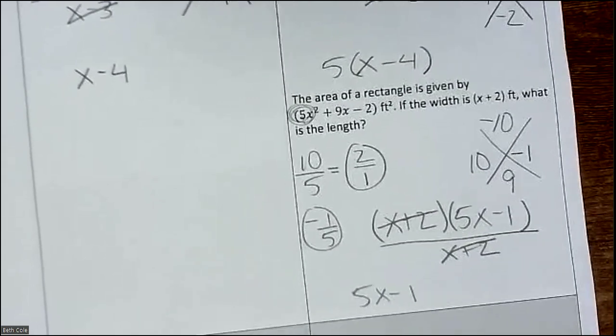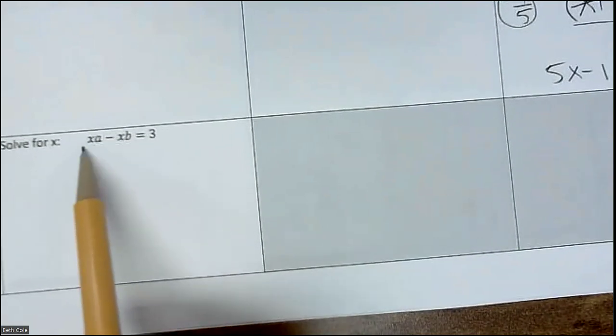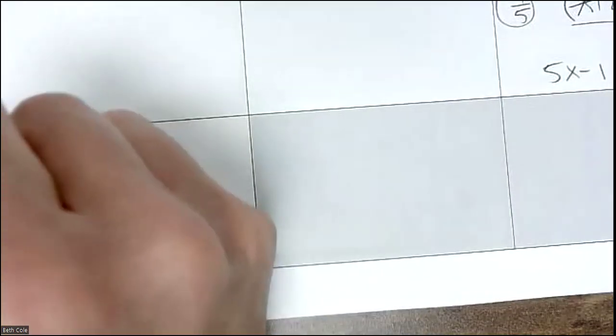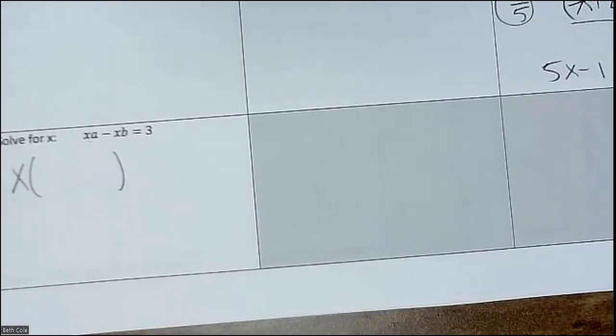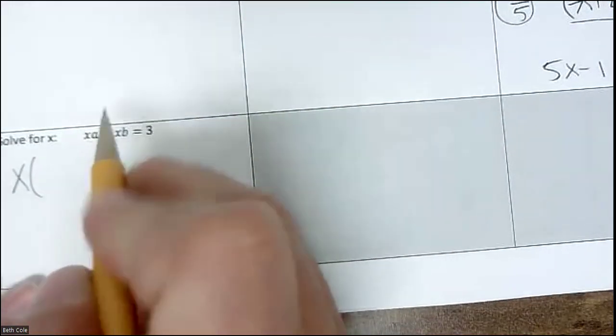Okay. This one, solve for x. You have to factor. What do these both have? What have they both got? Good. So put x, put your parentheses. Not that hard if you pay attention and listen. What's left? Well, it would be a minus b. Good. Equals 3.